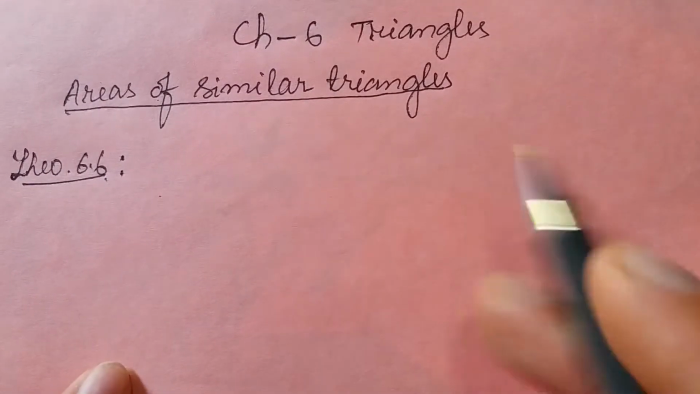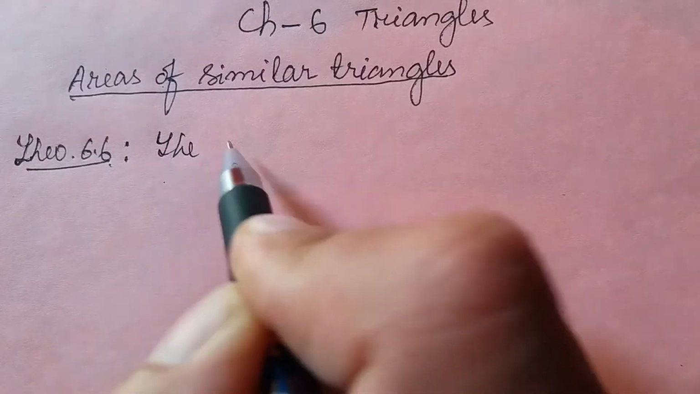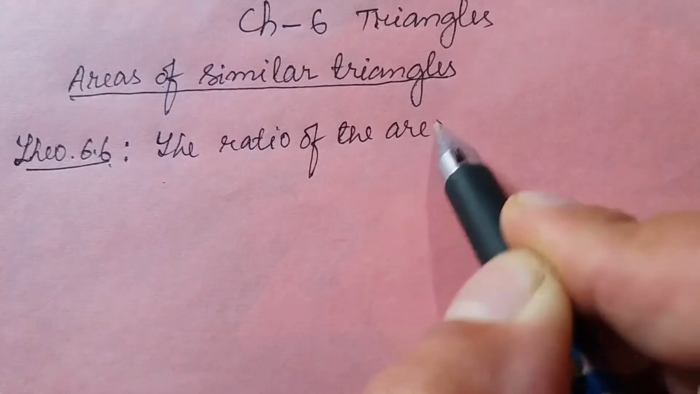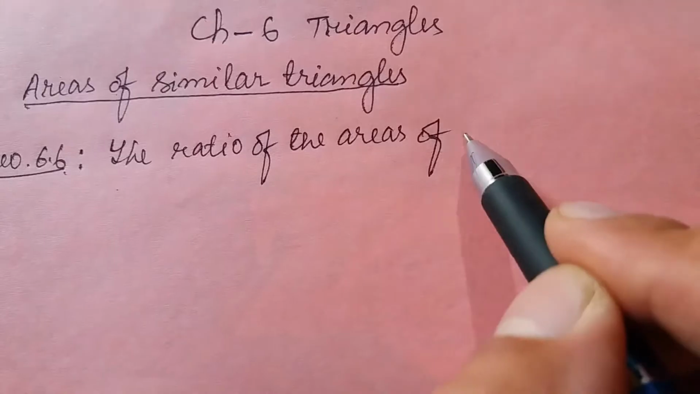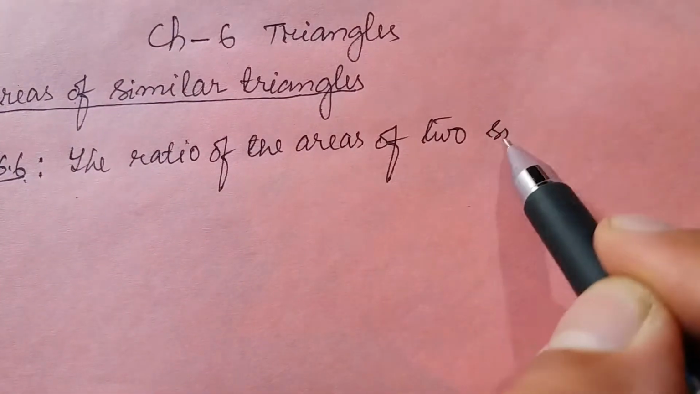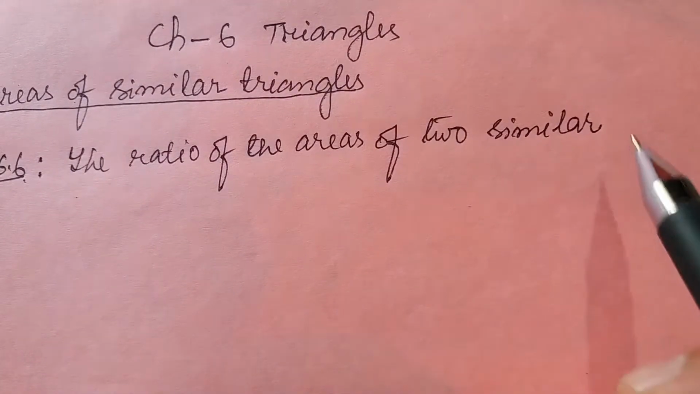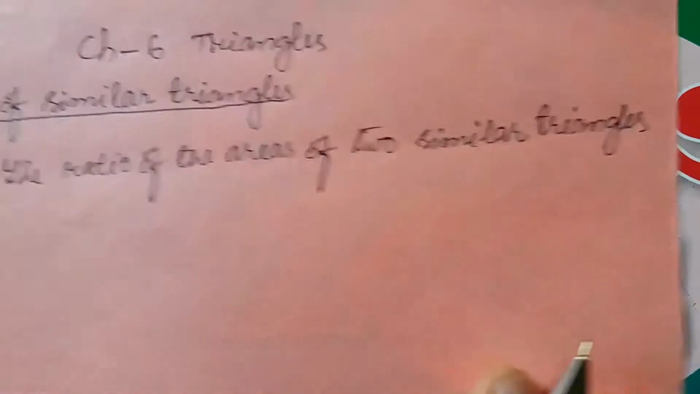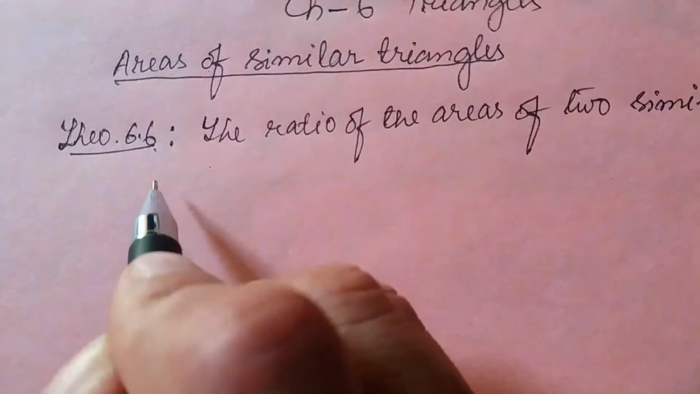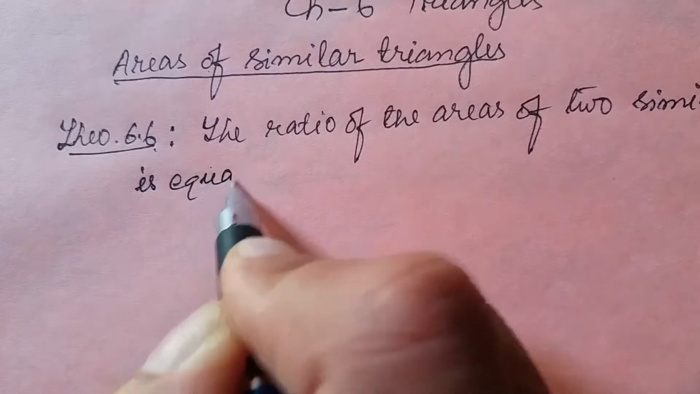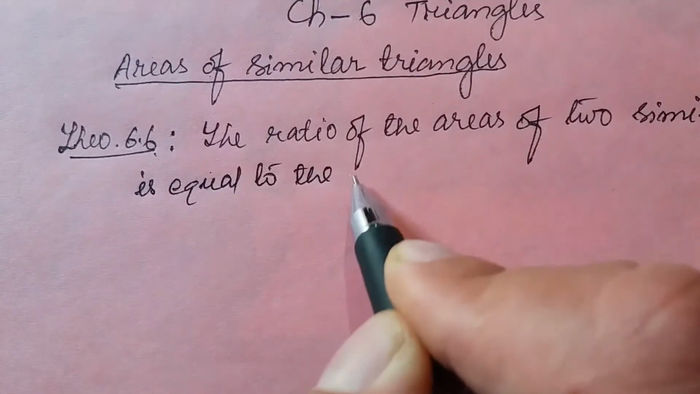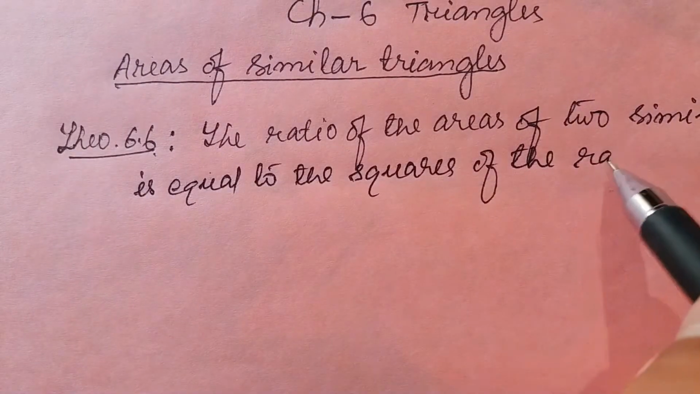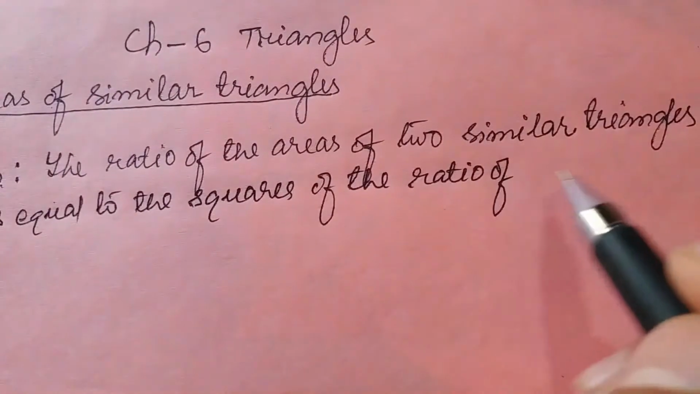Now we will try to prove this. The ratio of the areas of two similar triangles is equal to the squares of the ratio of the corresponding sides.